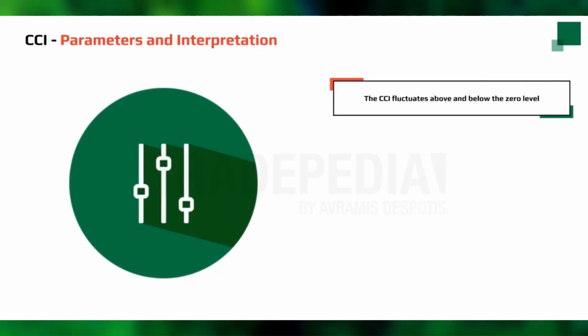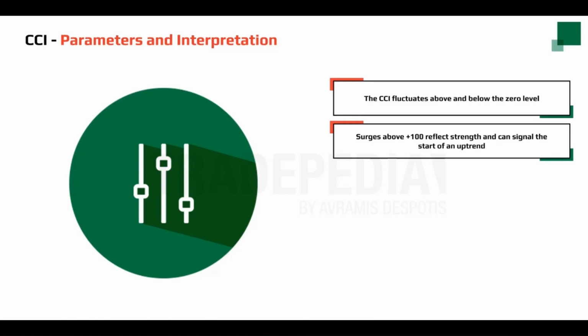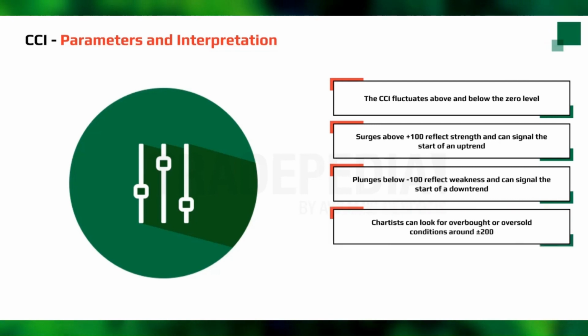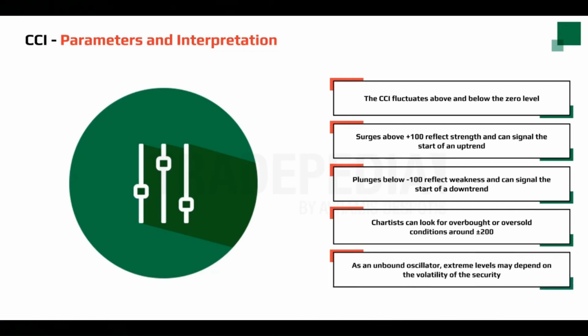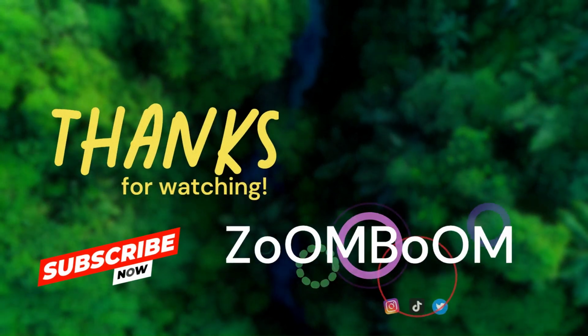The CCI fluctuates above and below the zero level. Surges above 100 reflect strength and can signal the start of an uptrend. Plunges below -100 reflect weakness and can signal the start of a downtrend. Chartists can look for overbought or oversold conditions around plus or minus 200. However, since CCI is an unbound oscillator, extreme levels may depend on the volatility of the security.